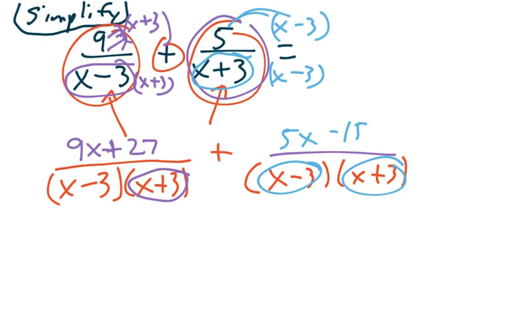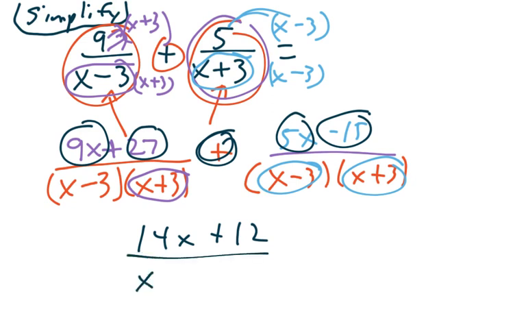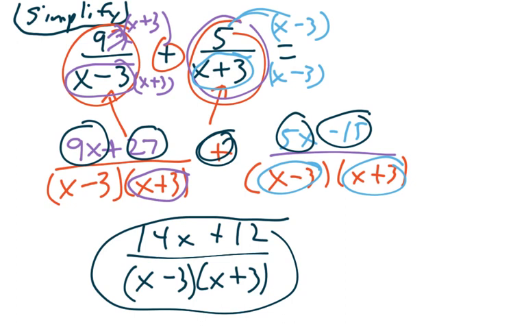So our final answer is going to be 9x plus 5x, which is 14x. 27 plus negative 15 would be 12 over our x minus 3 times x plus 3. And this would be our correct answer. Now, sometimes they'll have you multiply the denominator together. Hopefully you recognize this is a difference of two squares. So you're going to say x squared minus 9.